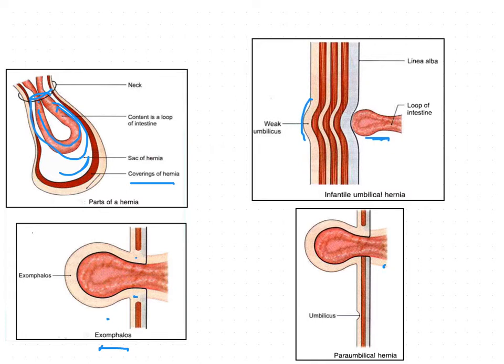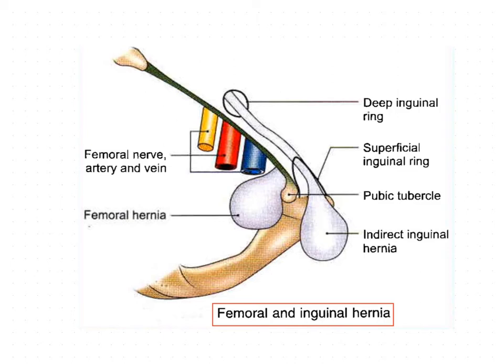Next, another one is called the femoral hernia. So this is femoral hernia, and in this picture we can also see the inguinal hernia. Femoral hernia occurs more in females due to larger pelvis. Females have a larger pelvis, smaller blood vessels and a larger femoral canal. Because of this, the hernia takes place here. This is the femoral region.